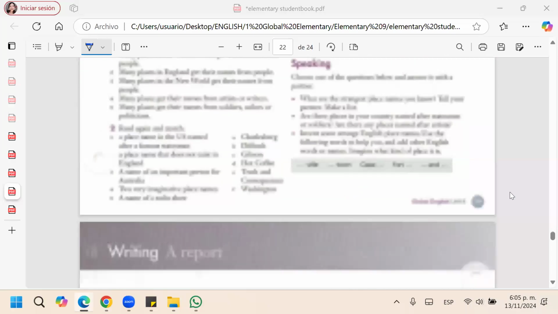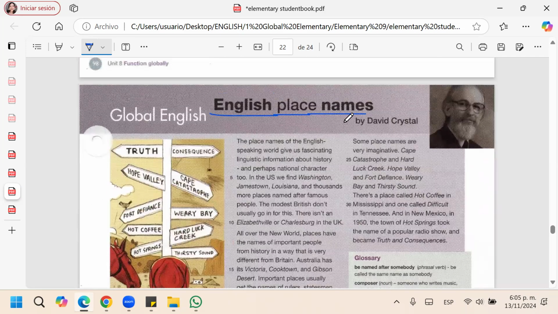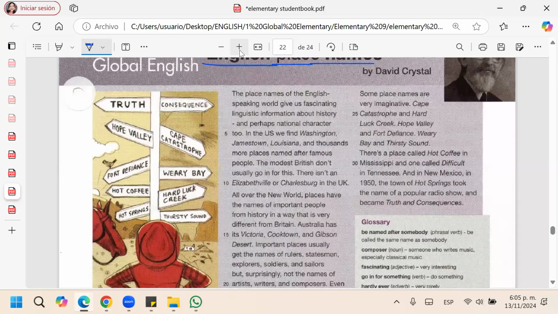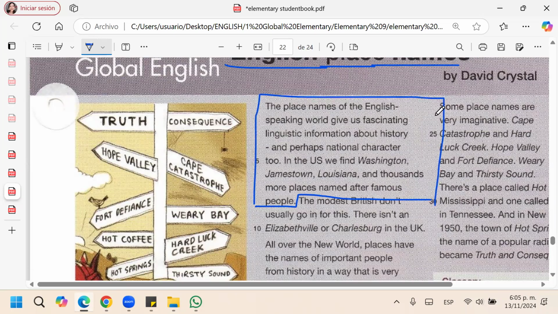Okay, this is page 99, as I said, and English place names. Let's see. Let's start with the US. Who wants to read the first part? Me. Who wants, Oriana? The place names.